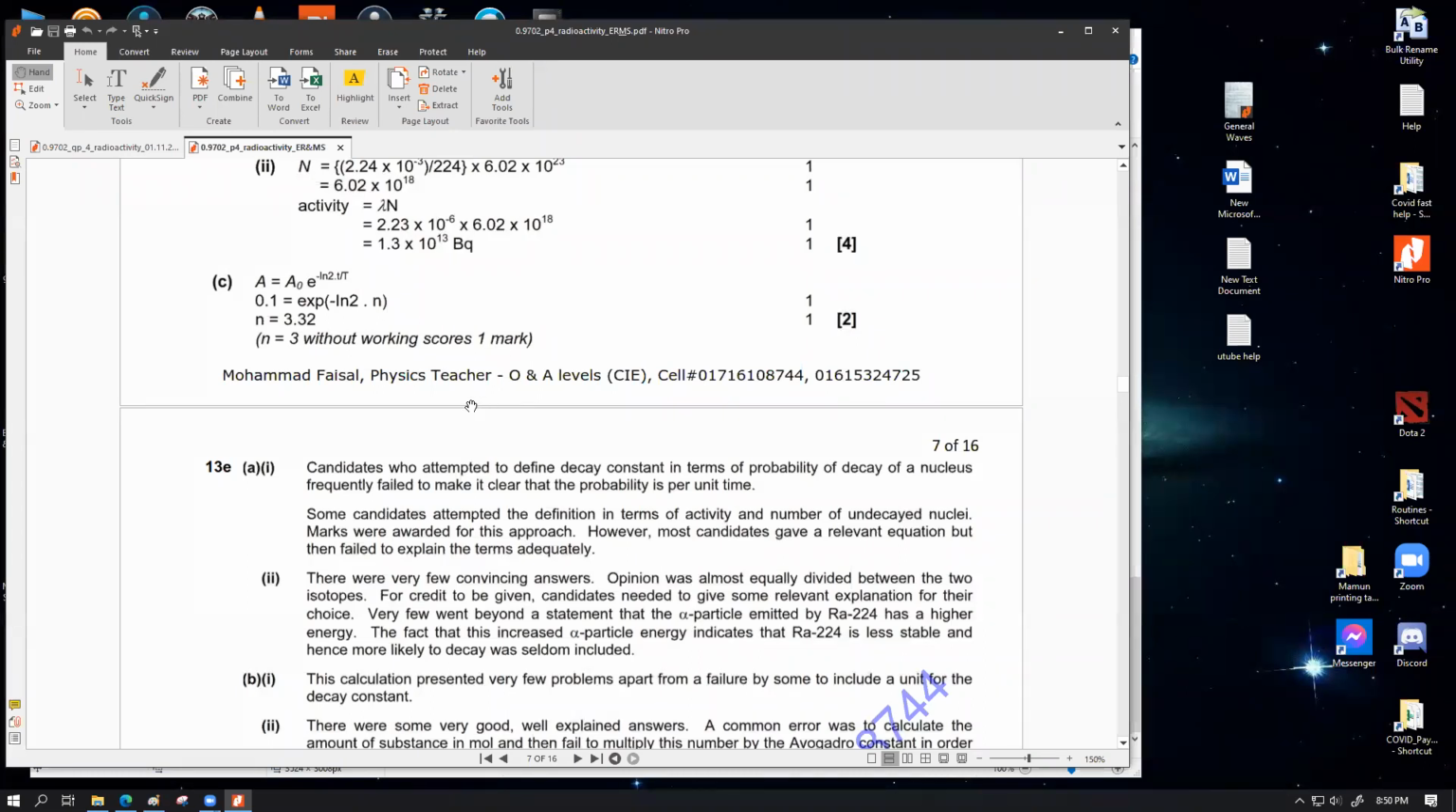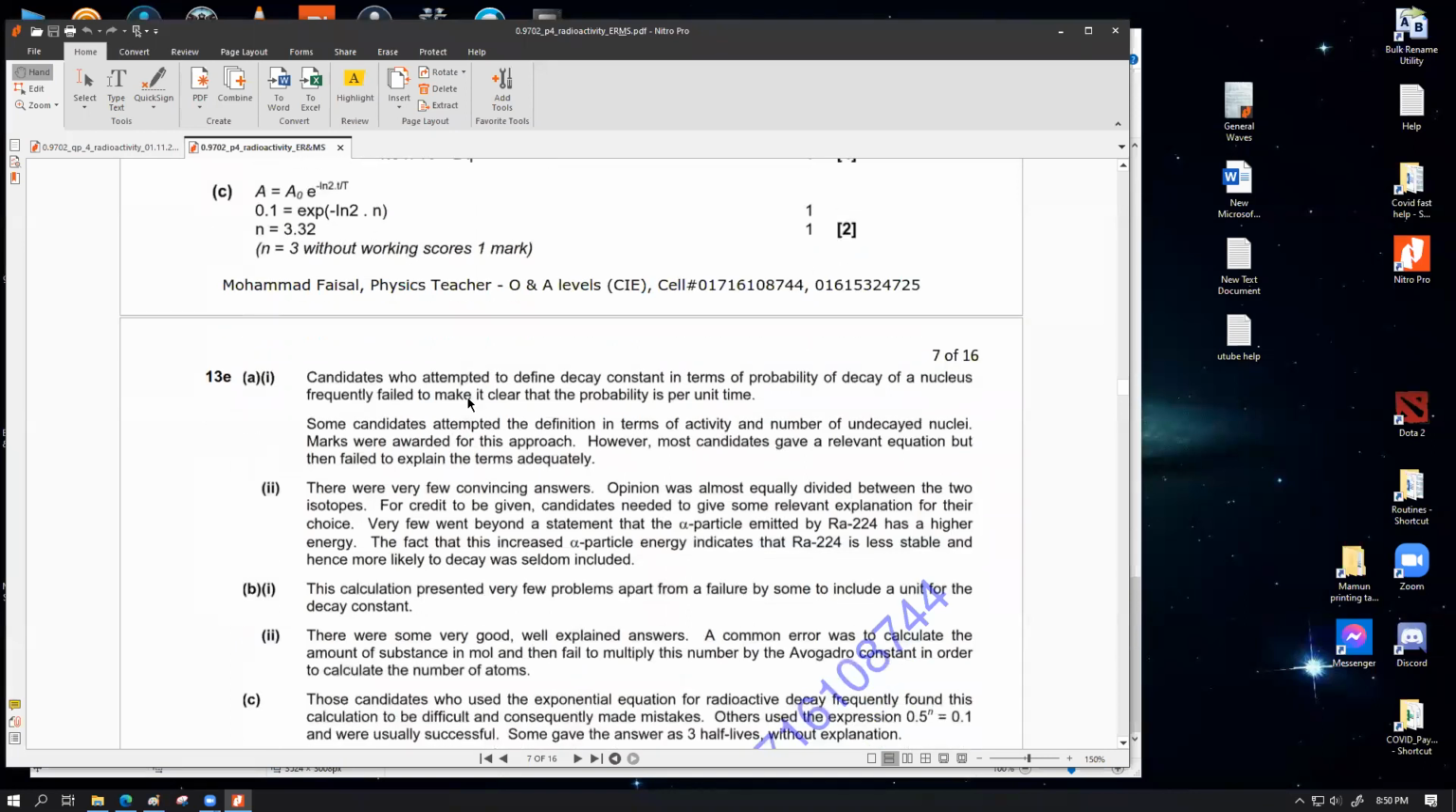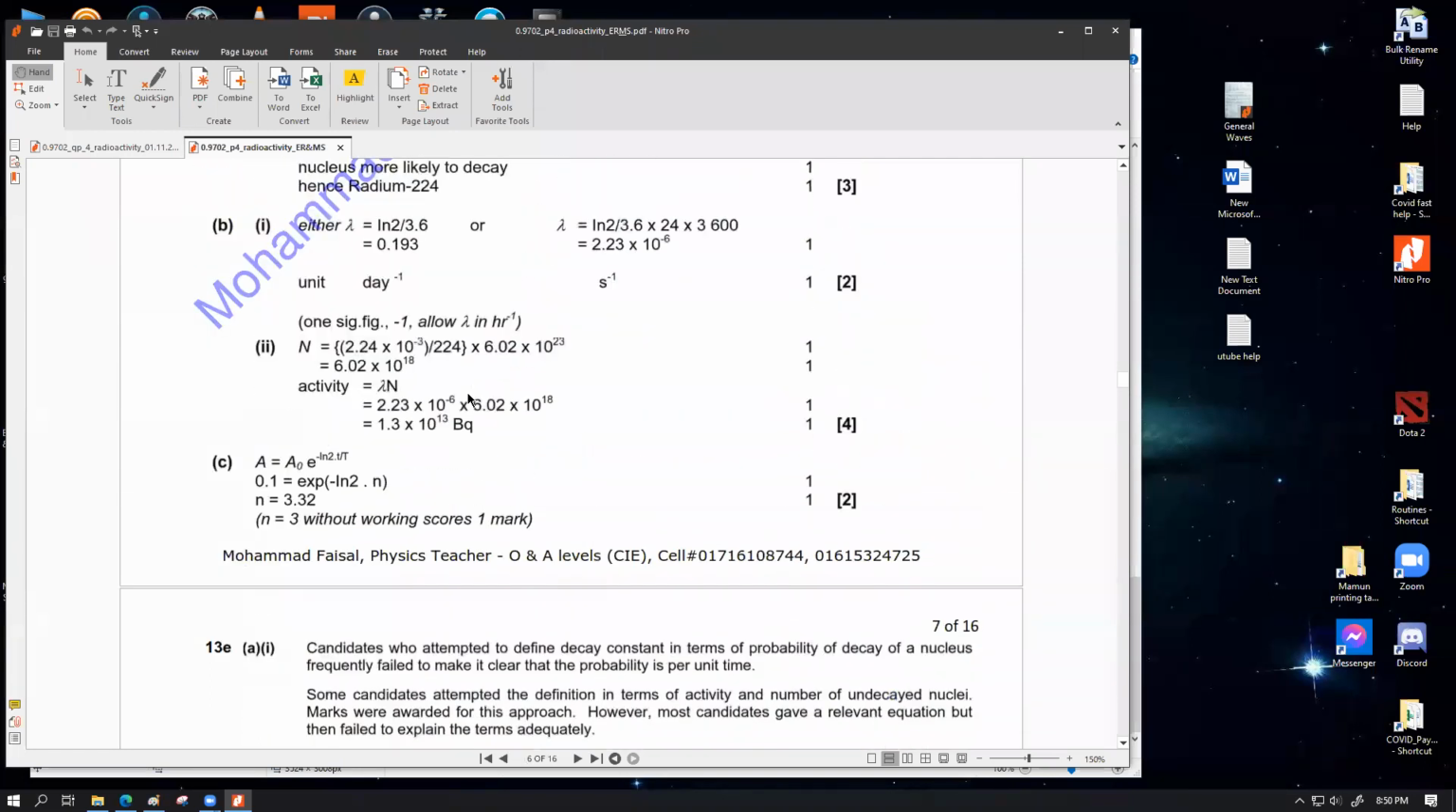But why that is, I was looking for the why part, but the why part is not very clear. The substance that emits particles with more energy, you said. Yes. Those are less stable. Yes.